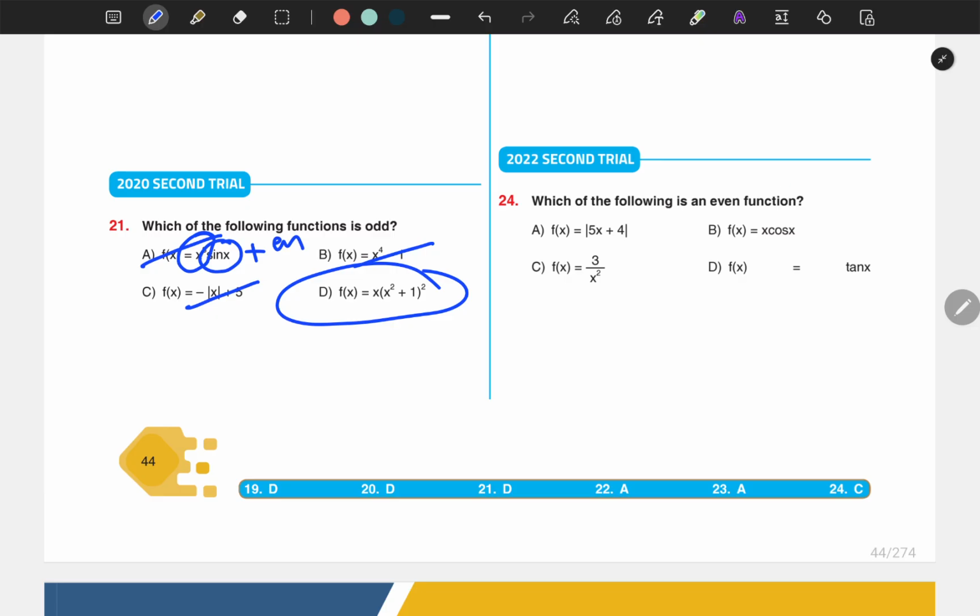Which of the following is an even function? Okay, tangent x directly, guys, is odd. X is odd, cosine is even. Odd times even is odd, isn't it? Cancel. 3 is a number, even. X squared is even divided by even.